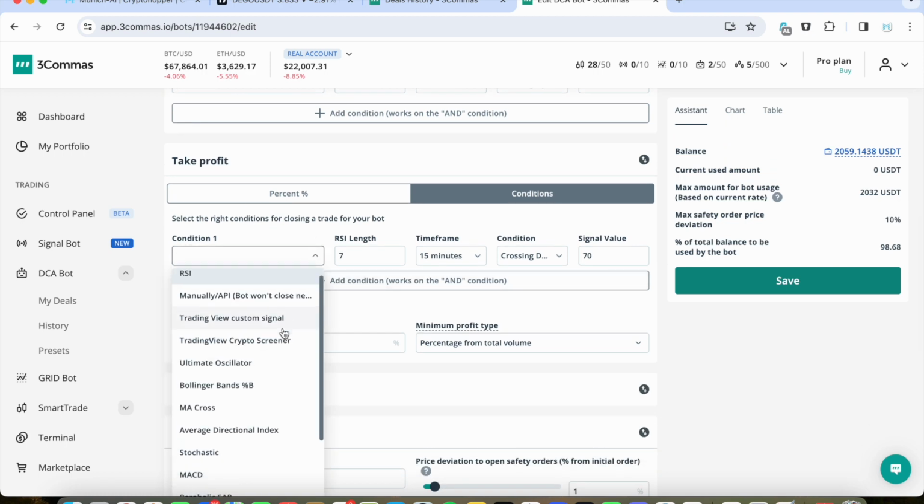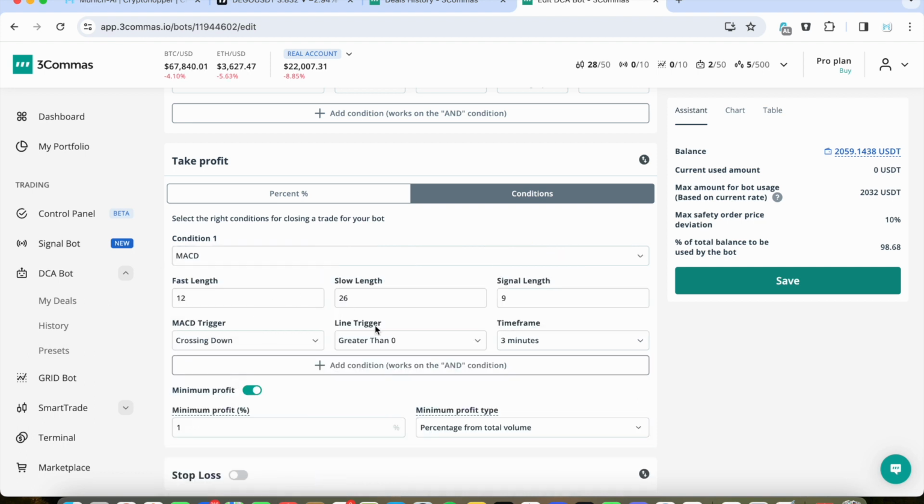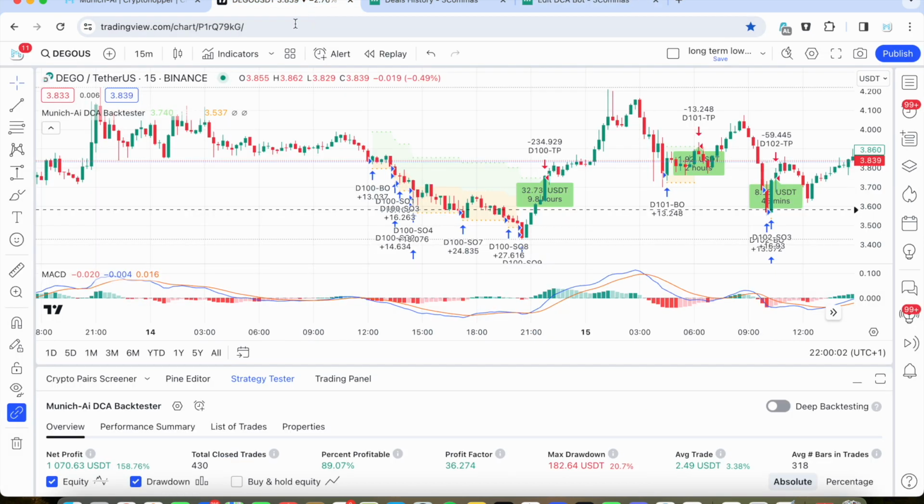Here, I personally like to use the MACD. If you don't know what MACD is, please Google it, I will not explain it right now. Then you choose 15 minutes, which I like personally because I trade on the 15-minute time frame. And then the minimum profit. So what's happening now, let's go to the TradingView chart.